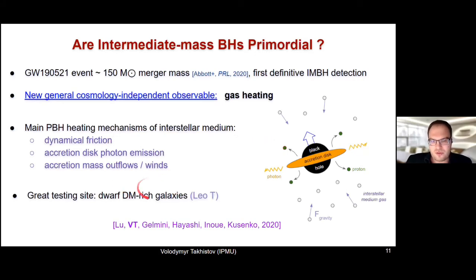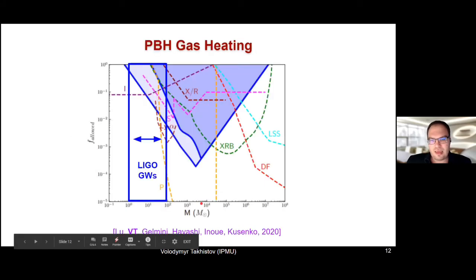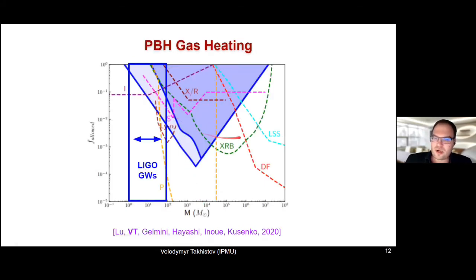And so you can go to a very nice system, which has nice properties, such as the dark matter-rich Leo T dwarf galaxy. And it turns out that you can put a very impressive limit over a large parameter space that is independent of cosmology. And here's the LIGO range. And so that, of course, is very nice.